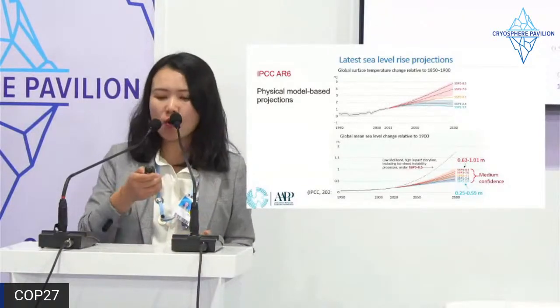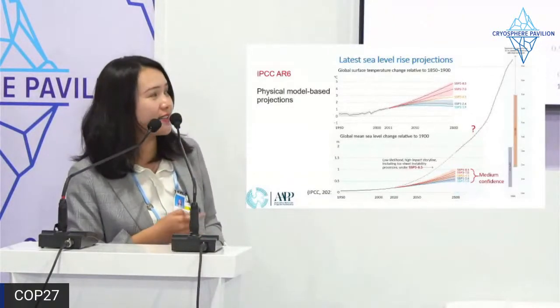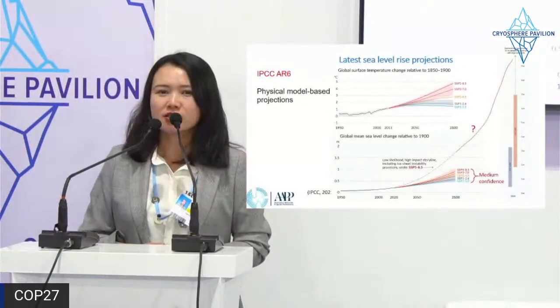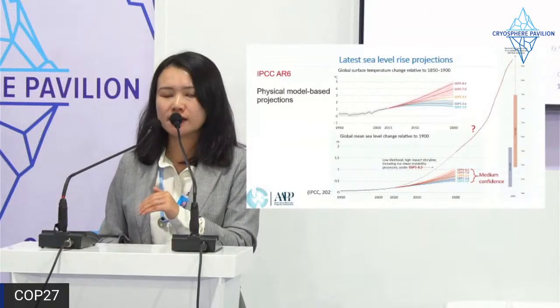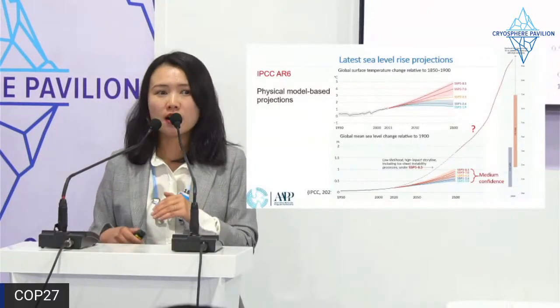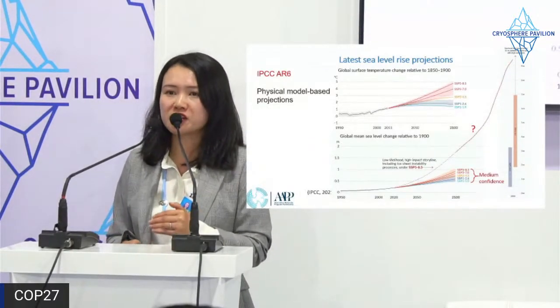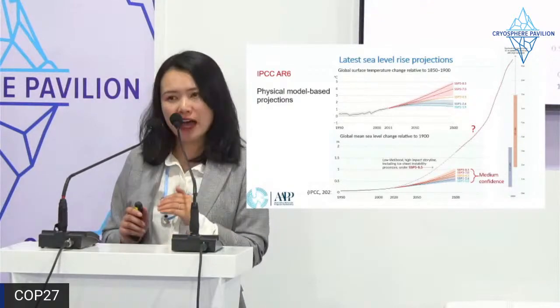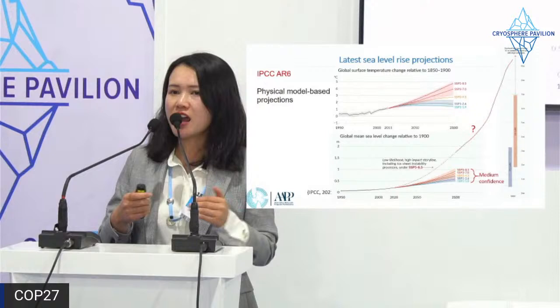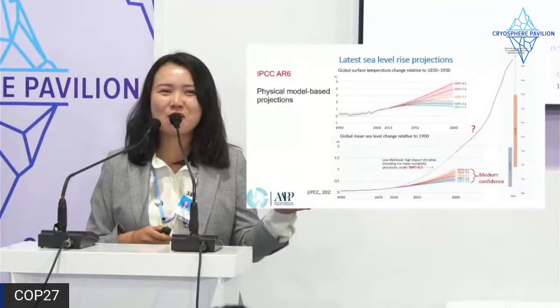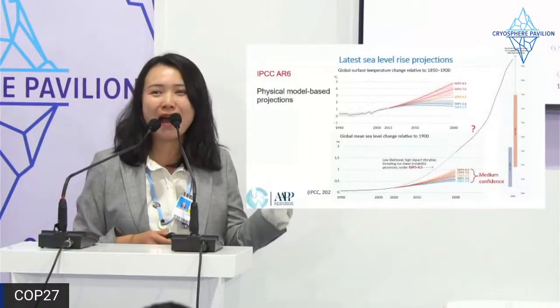But here, what I want to emphasize is the dashed line. The possibility of around 2 meters of sea level rise before the end of the century, or 5 meters before the end of 2300, cannot be ruled out, because there are still large uncertainties in our projections. We cannot be confident that it's less than 1 meter, because 2 meters might be possible.